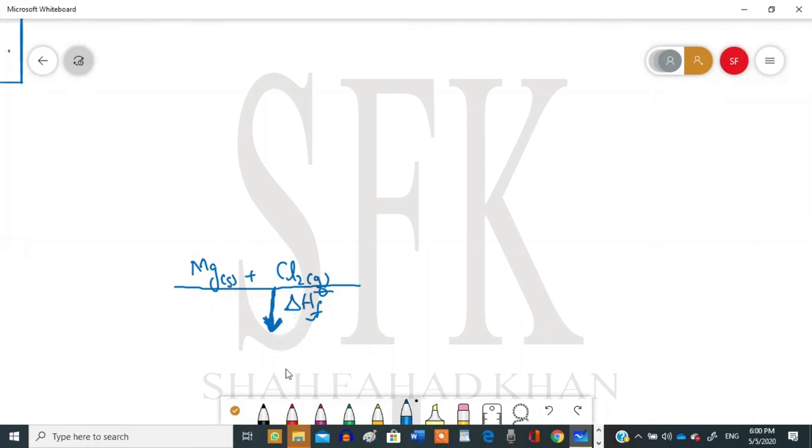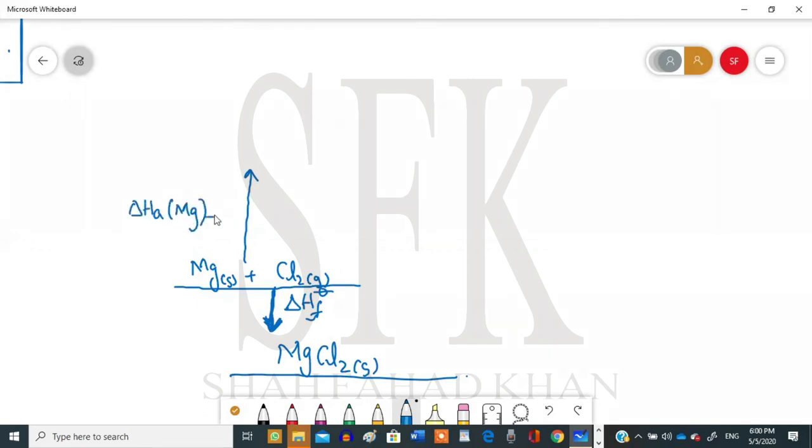Anyways, magnesium reacting with chlorine forms magnesium chloride solid. So this is the first pathway, and the second pathway is that you need to convert this magnesium solid and chlorine gas into atoms first. You can show them by a single arrow as well, but labeling must be correct: enthalpy change of atomization of magnesium plus enthalpy change of atomization of chlorine.